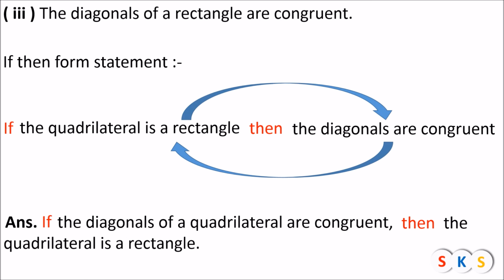So make a note, whenever the given statement is not in if-then form, first convert the statement into if-then form and then interchange antecedent and consequent of that statement to get the converse of the given statement.